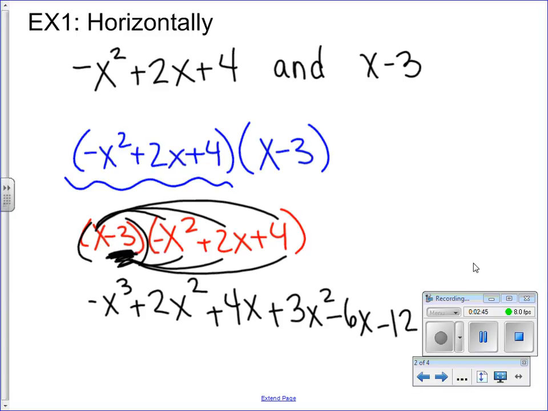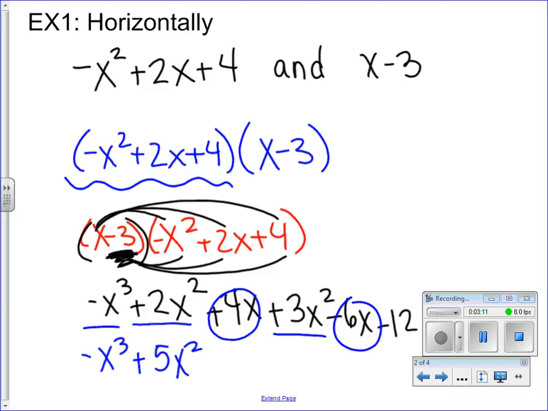Okay, now from here, I'm going to start combining some like terms. So I see that the negative x cubed, there is no more x cubes, so that's going to stay the same. Now I see I have positive 2x squared and I have positive 3x squared. Those are like terms, so if I add the coefficients, I get positive 5x squared. Then I see that I have positive 4x and negative 6x. If I combine those, I have negative 2x. And then I have this guy at the end here, negative 12, that cannot be combined with anything, so that guy just gets added on to the end.